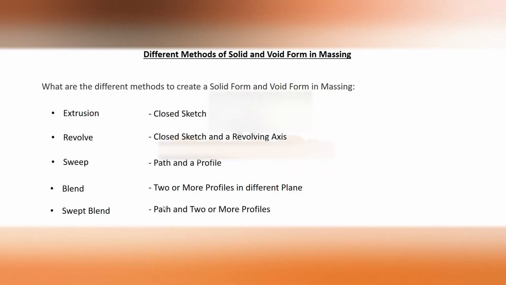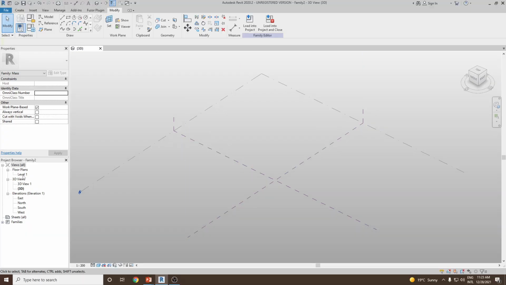Next, we will see how we can create a blend. As we know, a blend can be created using 2 or more profiles in different planes. Right now I have only one level here, so I would like to create some more levels. For that I will go to elevation and then east view.